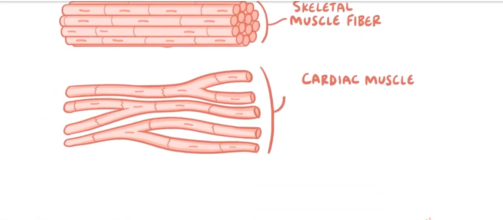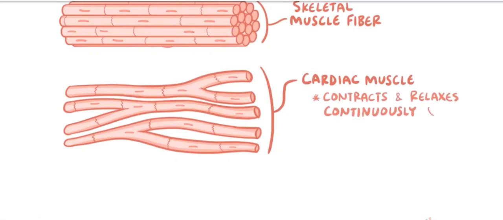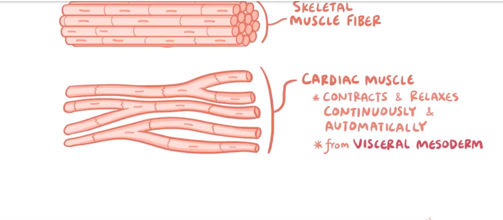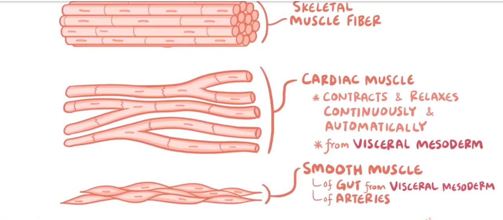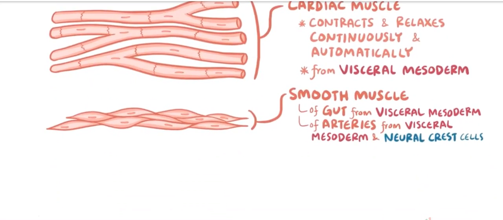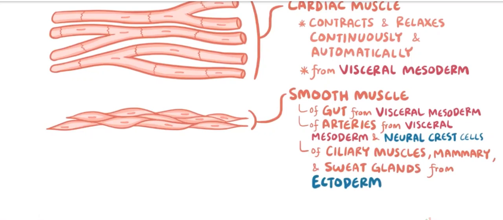Now, cardiac muscle is closely related to skeletal muscle in structure, but differs a bit in that it can contract and relax continuously and automatically. Cardiac muscle forms when visceral mesoderm cells wrap around the primitive heart and differentiate into cardiac myoblasts, which form cardiac muscle. Finally, there's smooth muscle. Smooth muscle lining the gut tube develops from visceral mesoderm cells, whereas smooth muscle cells that line the arteries derive from visceral mesoderm cells as well as neural crest cells. Some smooth muscle cells, like the ciliary muscles that allow the pupils to expand and contract, and the smooth muscles of the mammary and sweat glands, derive from the ectoderm.